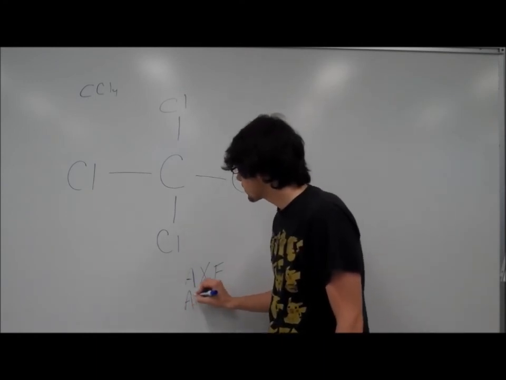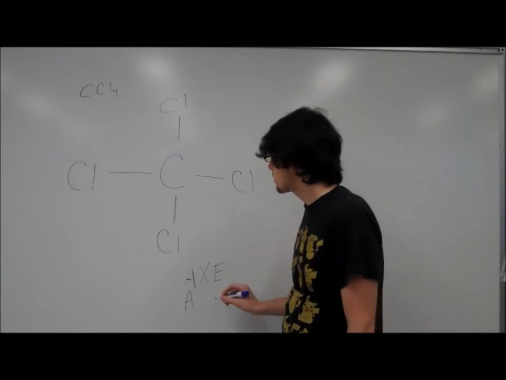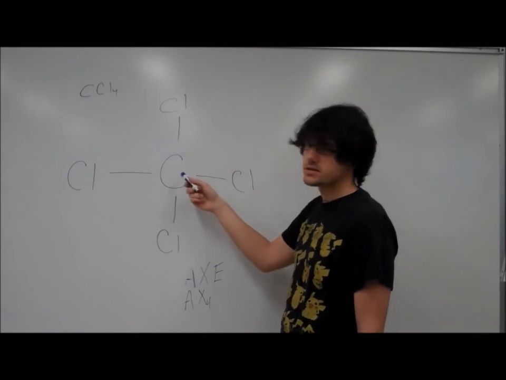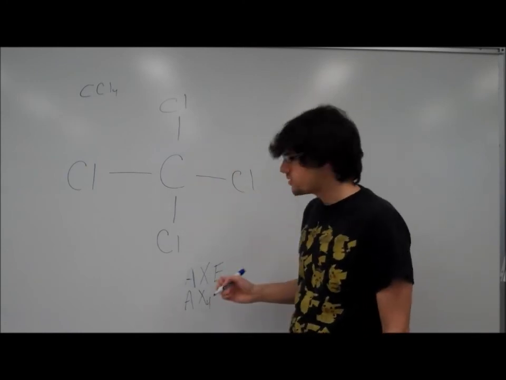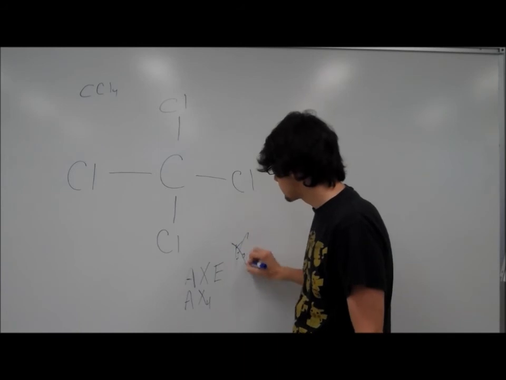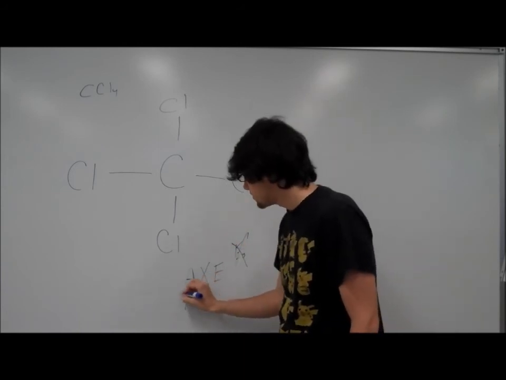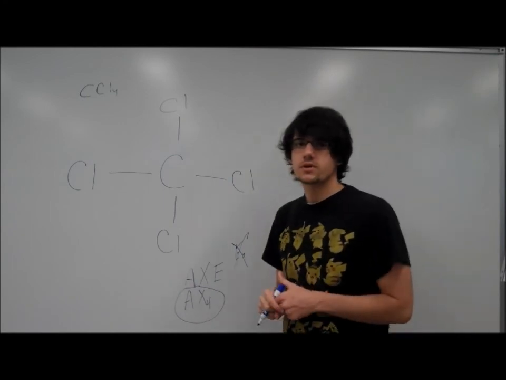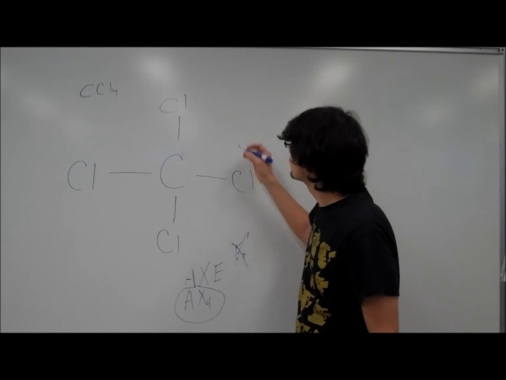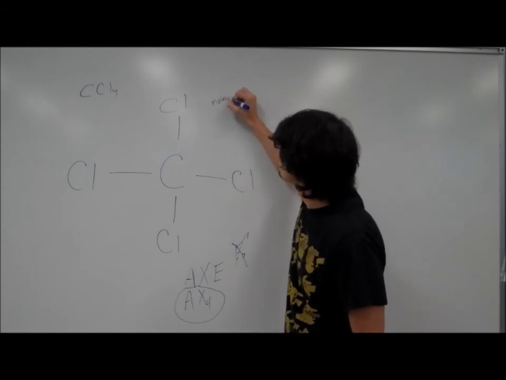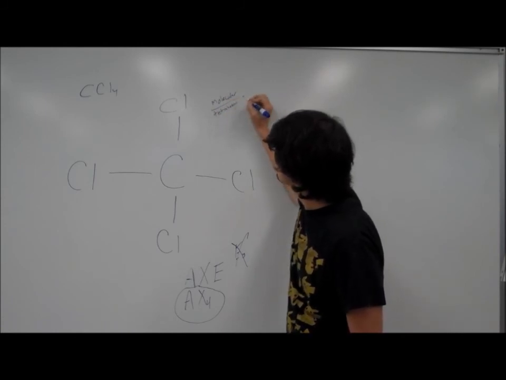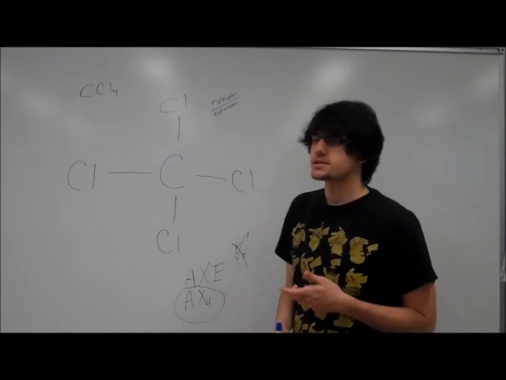So we have 4 bonding atoms and 0 lone pairs on the central atom. So you don't have to put E0. You don't put that. You just keep it AX4. Now, referring to the chart in our lab manual, we can determine that the molecular geometry is tetrahedral, and our electron geometry would also be tetrahedral.